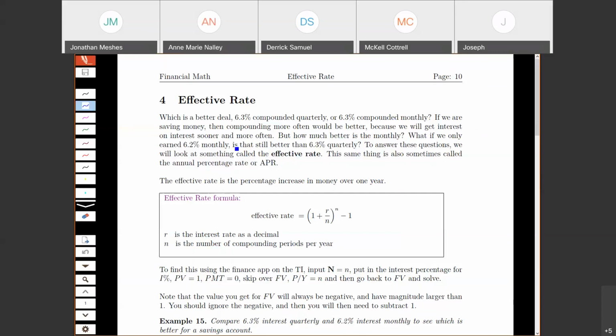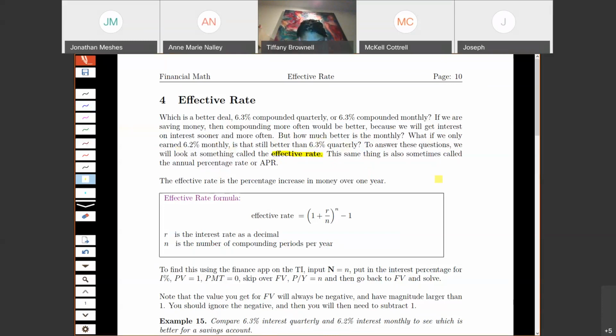But what if the compounded monthly has a slightly smaller rate? What's better, 6.2% monthly or 6.3% quarterly? Well, it's a little bit more complicated, right? The monthly is better than quarterly, but the 6.3 is better than the 6.2. So we have to figure out which one wins out here. What's the balance, right? That's what effective rate is going to be for. This effective rate is going to give us a way to compare something like 6.2 monthly versus 6.3 quarterly to see which one is a better deal in our situation.